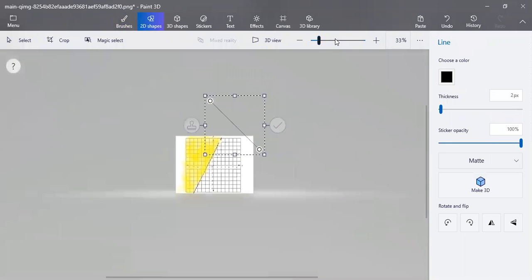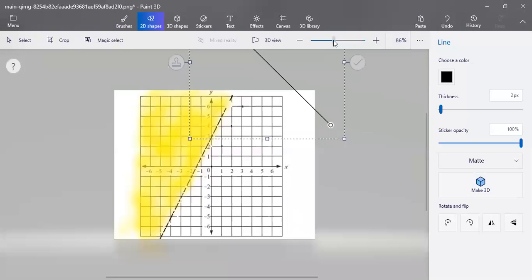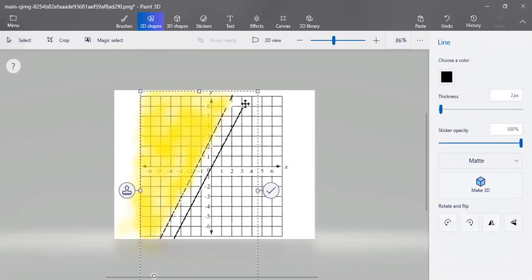So, okay, so let me just draw the line. So I will join these 3 until the end, and until the end, like that. And then I will make it dotted.